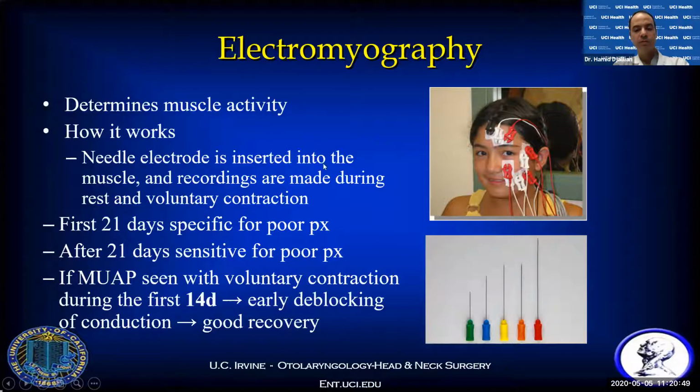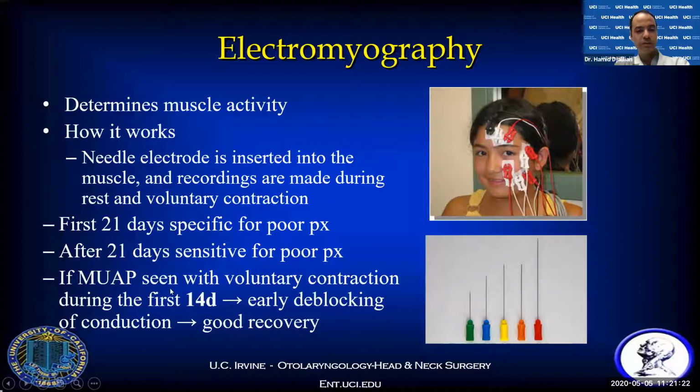So how does it work? You put the needles, of course, in the muscles, and then you're looking for the resting activity, and then you ask them to do voluntary contraction. In the first 21 days, it is specific, which means that if it is negative, it's not in disease, and after 21 days, it's positive in disease. So meaning that if it's positive, then you get good information for prognostication. So we'll talk about these as we go on here.